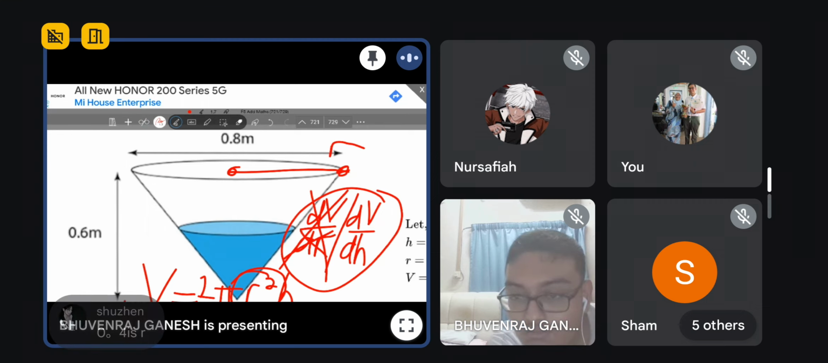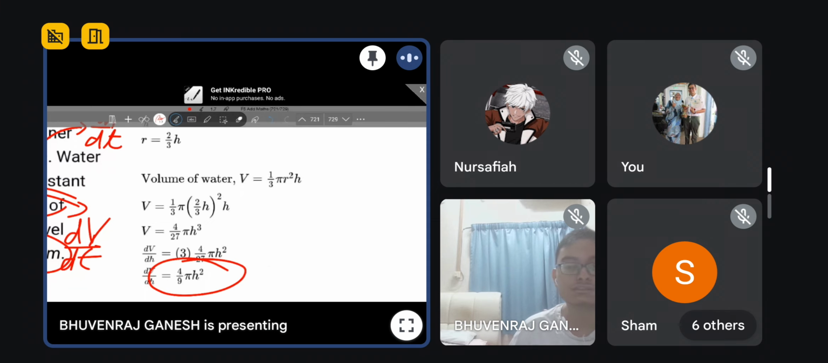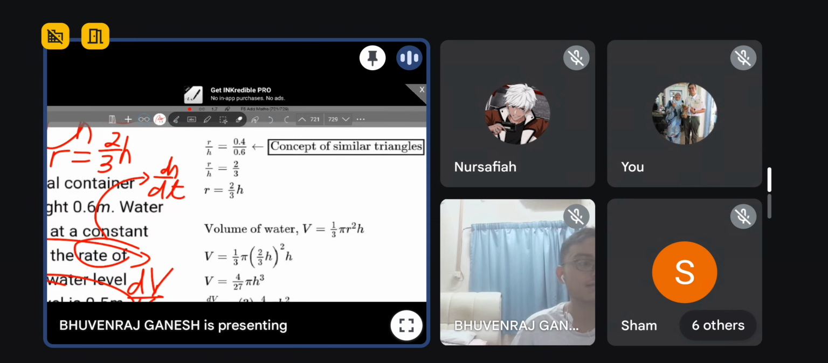Okay. So then you just substitute R equal to 2/3 H inside this formula. Baru kamu bezakan. Then you differentiate. Can understand, guys? So the solution is over here. So kamu bezakan. You get dV/dH. Okay, this value. Alright? So far, are you clear, guys? Sampai sini, boleh faham? We never solved the question yet.